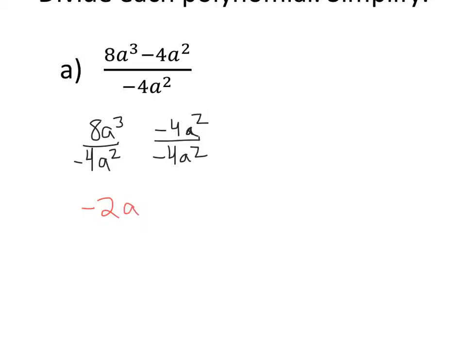And then look at your second fraction here. Negative 4a squared divided by negative 4a squared cancels out, but it cancels to be a positive 1. I can't combine like terms. I've just divided.